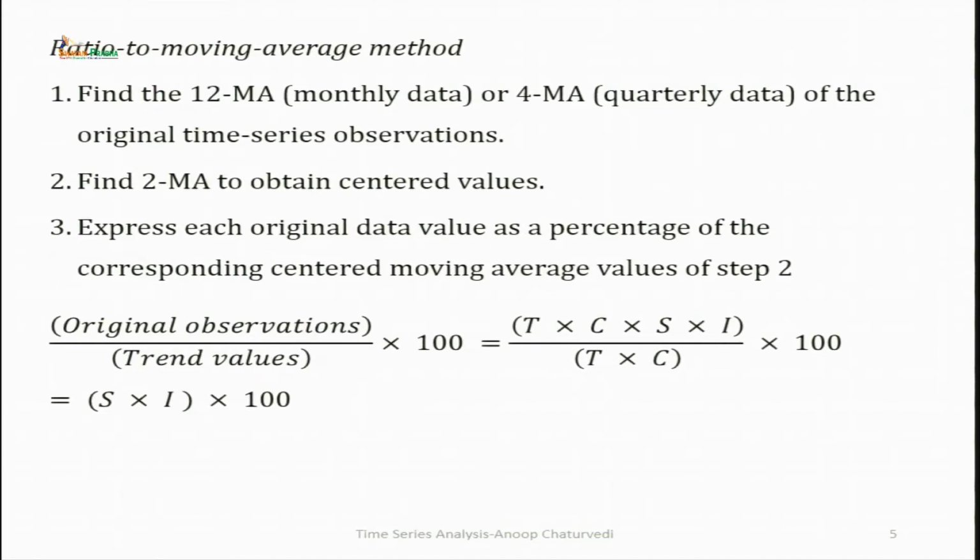And if you are assuming a multiplicative model, then your time series is expressed as T into C into S into I. You divide it by T into C and express it in percentage. So, you multiply it by 100. So, you get S into I into 100. So, trend and cyclical variations are eliminated.